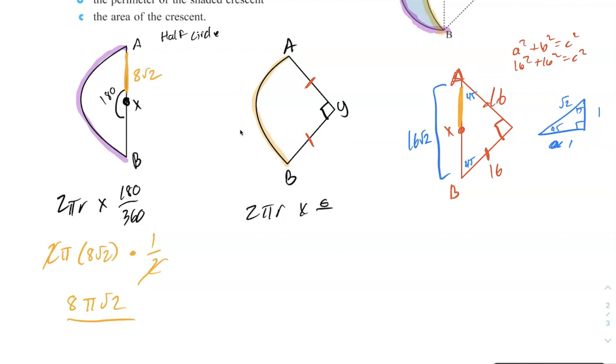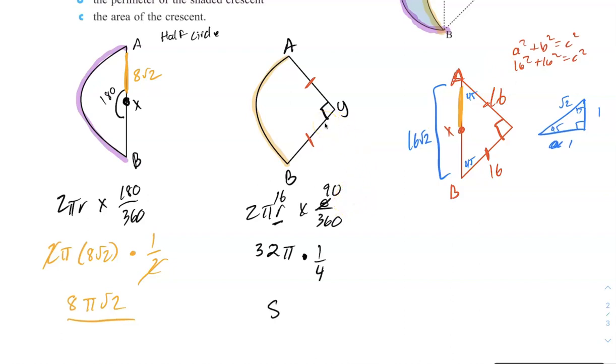Theta over 360. In this case, my theta is 90 degrees. That's my angle there. And my r, it's the radius, something we used earlier, it's 16. So I get 32 pi times 90 over 360. You can reduce that. It's 1/4. This is 1/4 of the circle.